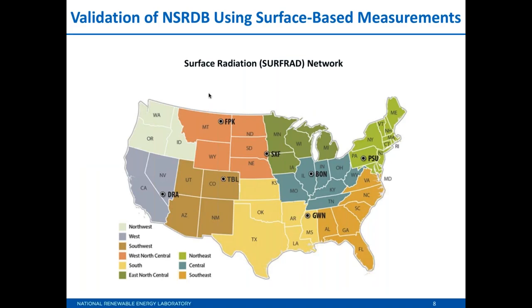Another view on the validation of NSRDB: we use surface measurements to validate our product, and in this case we use the SURFRAD network because we want to use high quality data sets to do the validation. SURFRAD is operated by NOAA. It's a well-known network with high quality data, so we've used that data to conduct our validation.